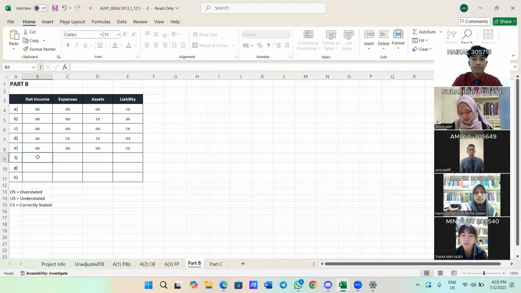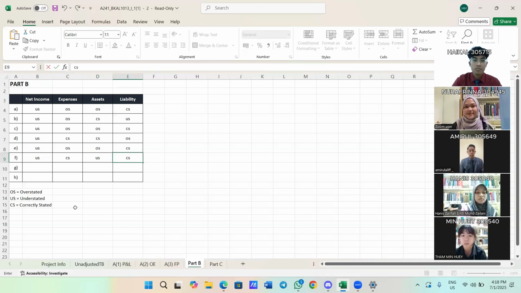For F, the billing department forgot to send invoices to a customer for a total sum of RM 24,400. Anyone have the answer? I have the answer. So the net income is understated. And expense, I think, correctly stated. For asset, the answer is understated. And the liability is correctly stated. Okay, thank you, Afina.